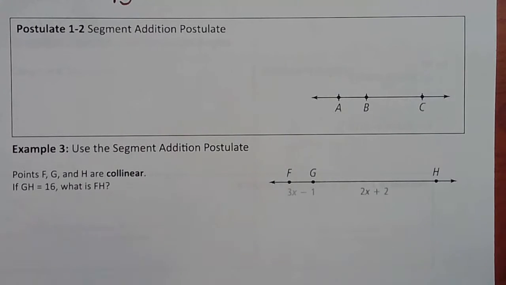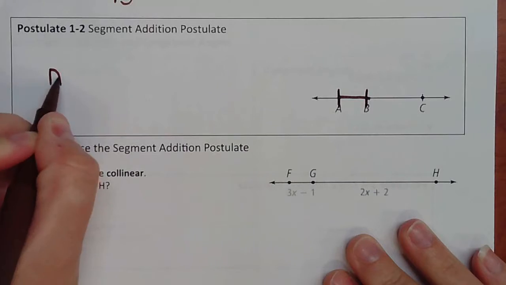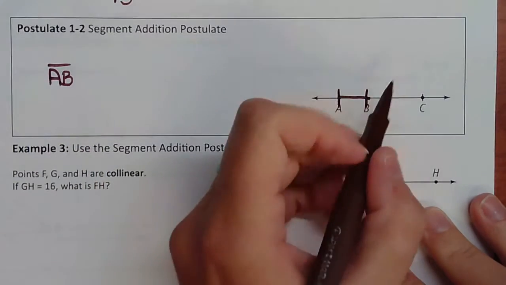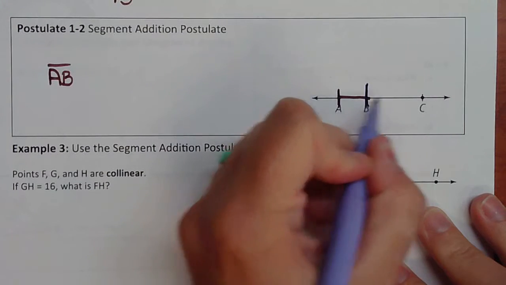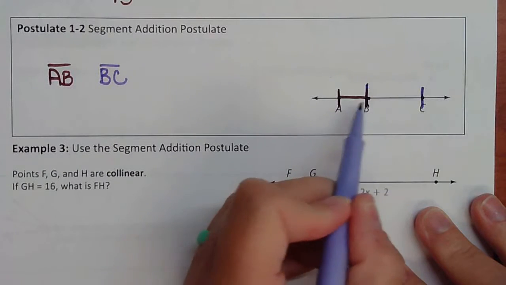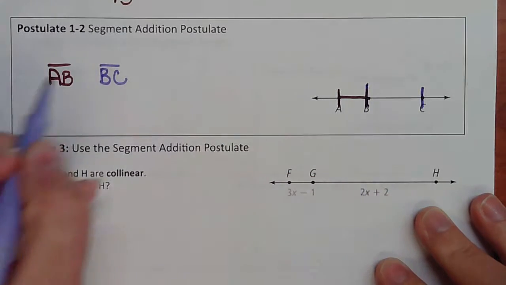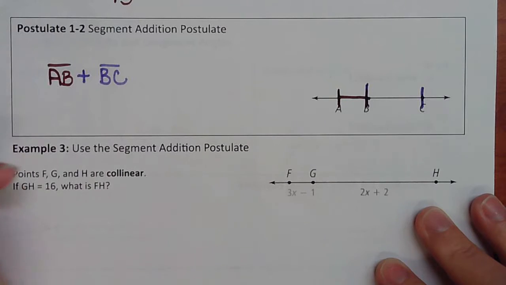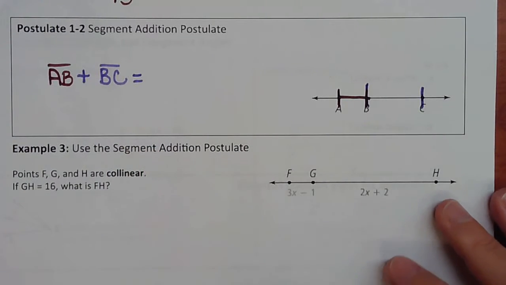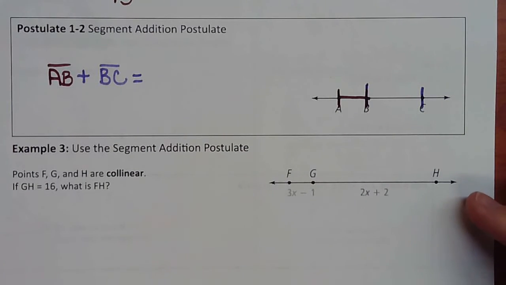So what the segment addition postulate says is that, like on a ruler, if I found the length from A to B, and then I found the length from B to C, and let's say I add those two lengths together. So if I take the length from AB, whatever that length is, and the length from B to C, if I add them together, that gives me the length of what segment? If I take AB plus BC, what segment length does that actually give me? From A to C.